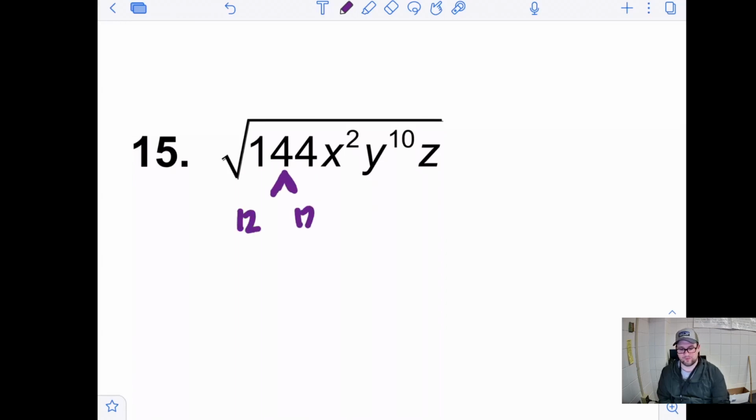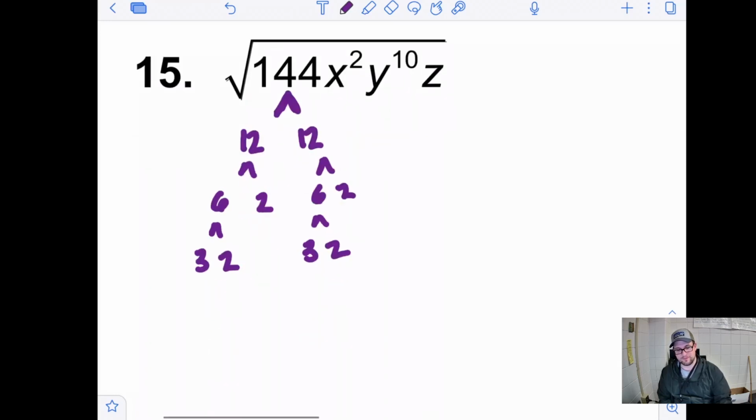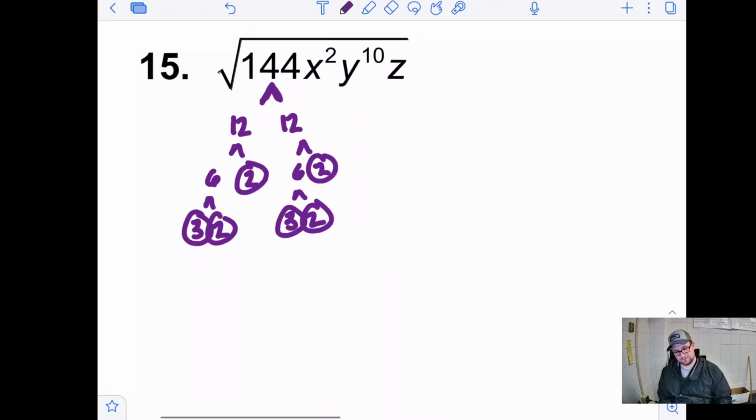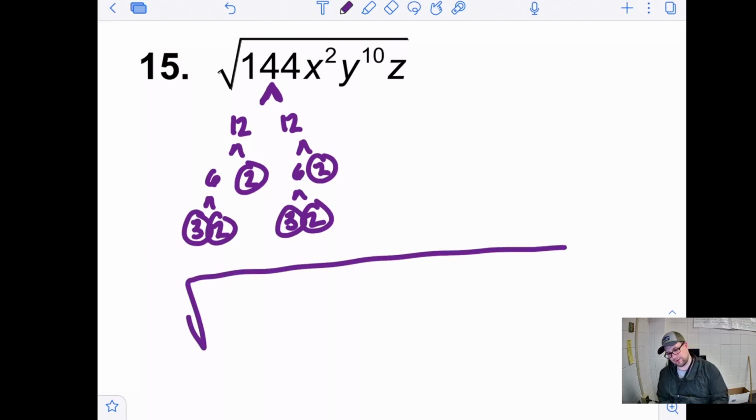So 144 is 12 and 12. This is 6 and 2. This is 3 and 2. Same over here. This is 6 and 2 and 3 and 2. Now when you come over there, that means our prime factorization will be 2 3's and 4 2's. So when I come over here to rewrite this, I'm going to do this one below. I'm going to have 2 2, 2 2, 3 3.